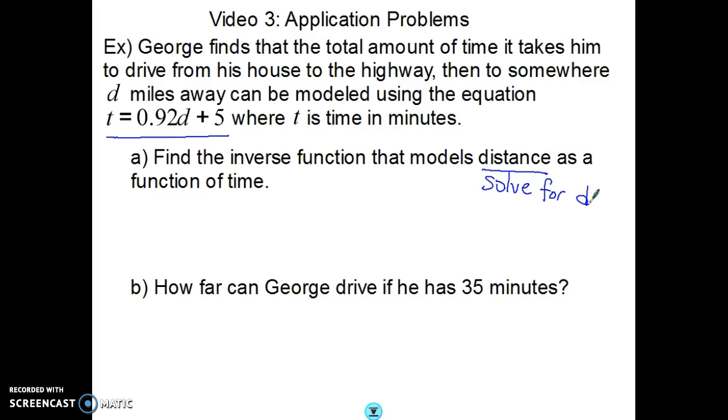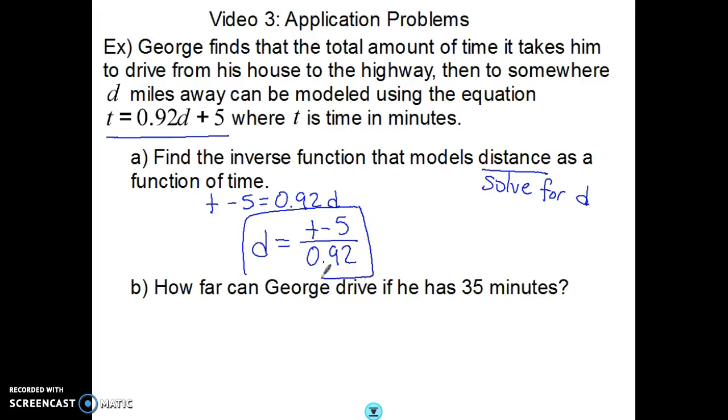So in order to do that, the first thing we want to do is subtract 5 from both sides, which will leave us with t minus 5 equals 0.92d. And then to get d completely alone, we will have to divide both sides by 0.92, which will leave us with the equation d equals (t minus 5) divided by 0.92.